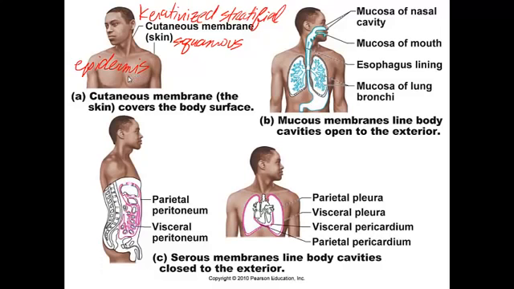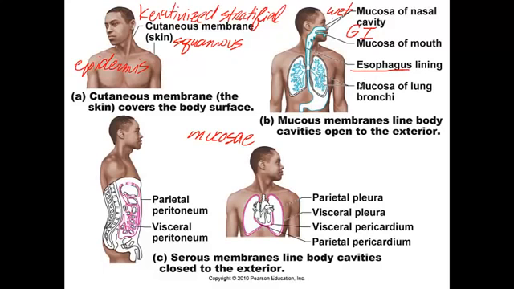Then we have the mucous membranes, or mucosa, which we can also refer to them as the mucosa. In this example, these are wet membranes, and so they're going to be producing a moist substance. They're going to be present in body cavities that are open to the outside of the body, such as hollow organs of the GI tract, the esophagus, for example, as we see here, the respiratory system, and also the urogenital tract.